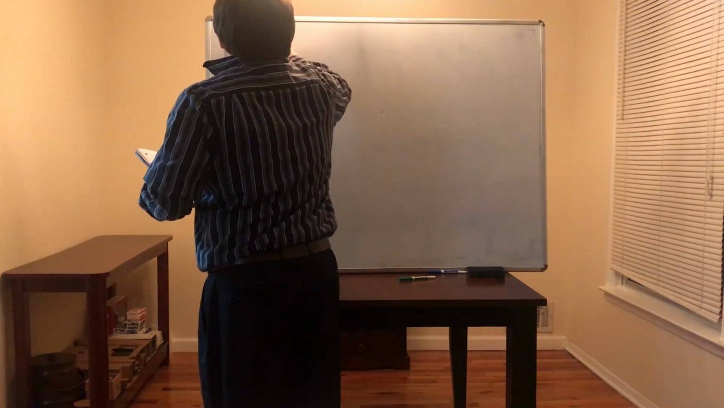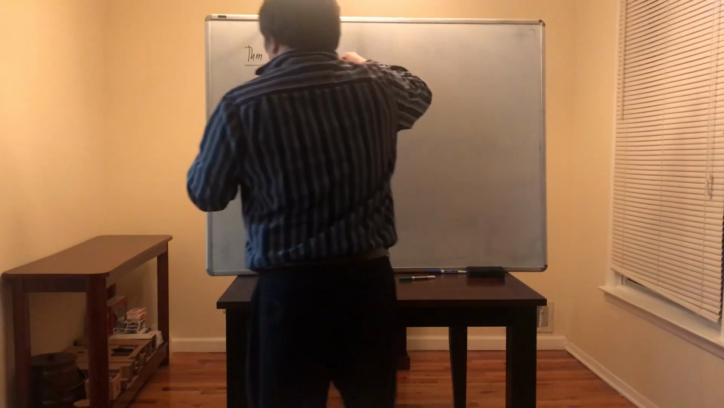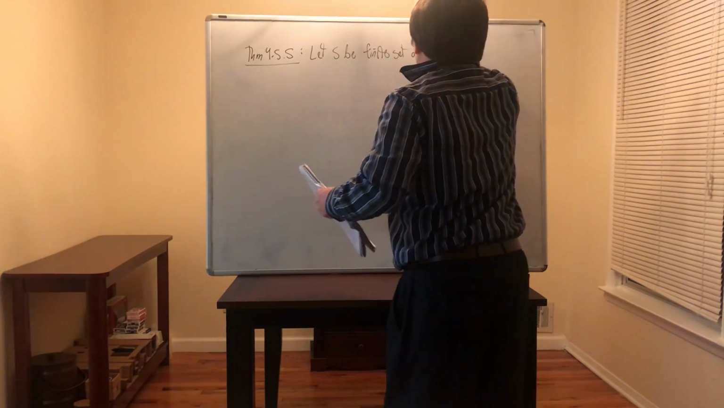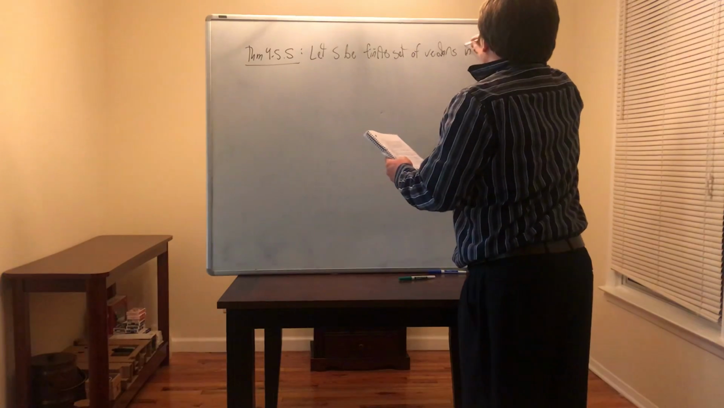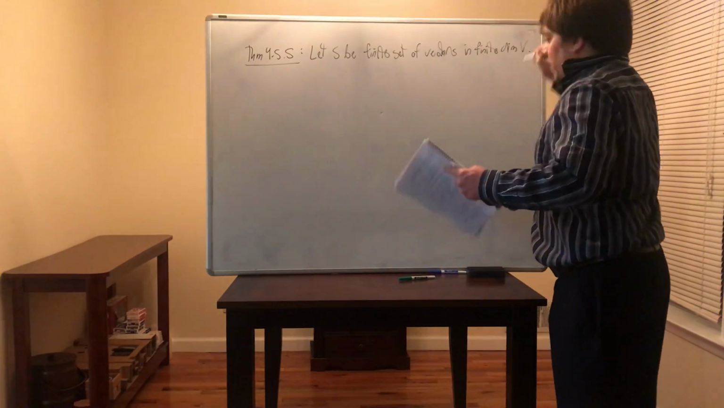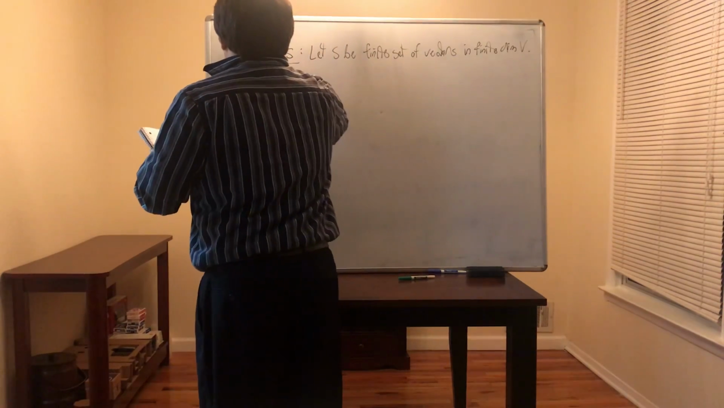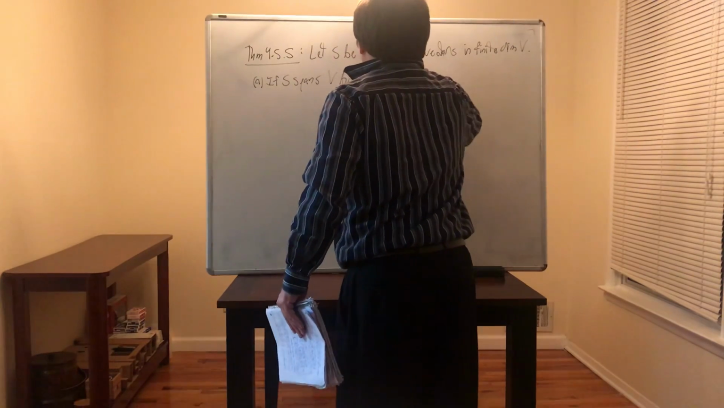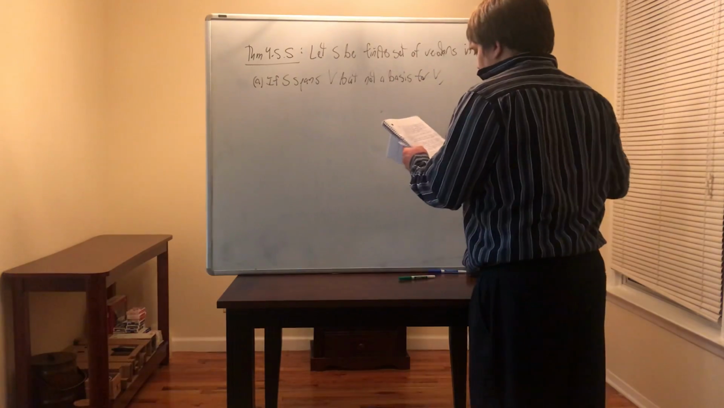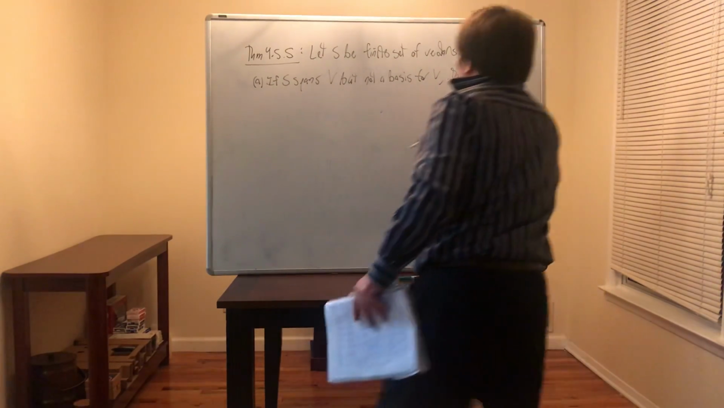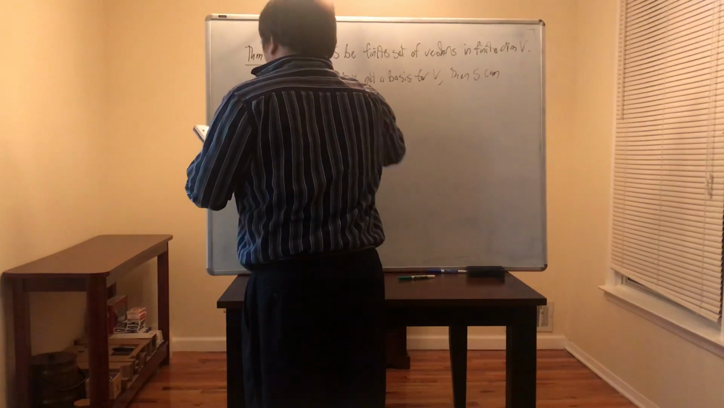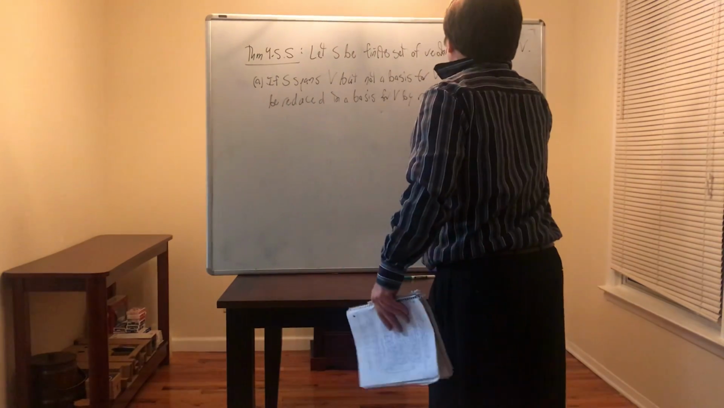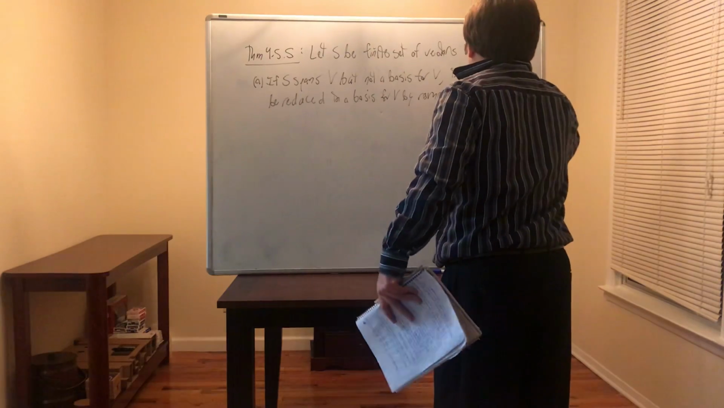So theorem 4.5.5. Okay, let capital S be a finite set of vectors in a finite dimensional vector space, capital V. Part A, if S spans V, but is not a basis for V, then capital S can be reduced to a basis for V by removing the appropriate vectors from S.